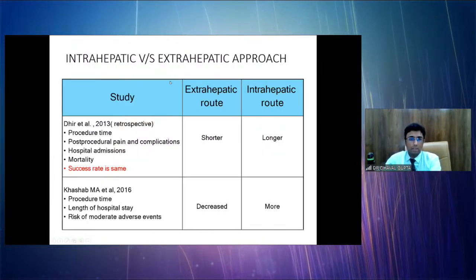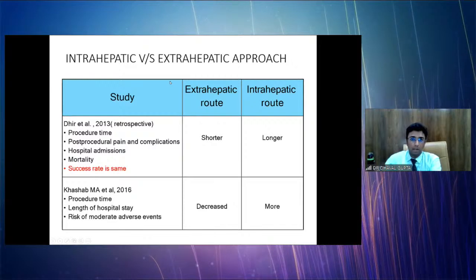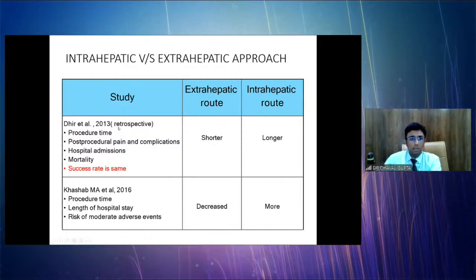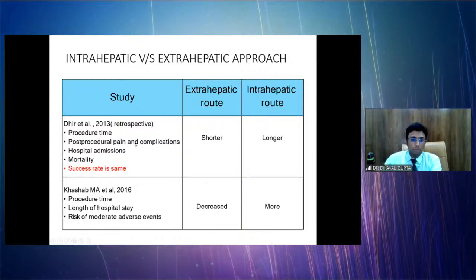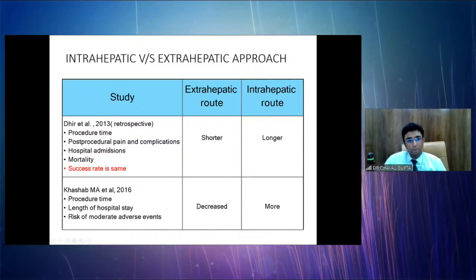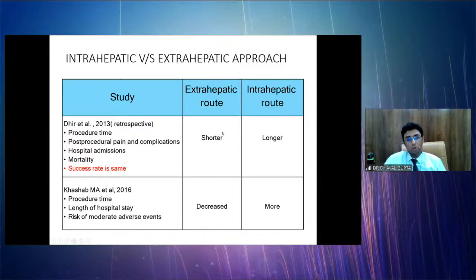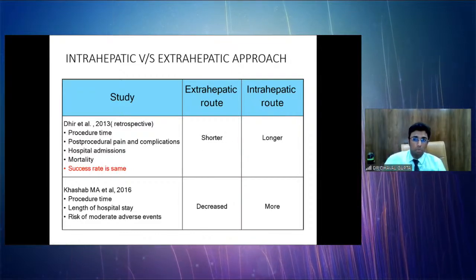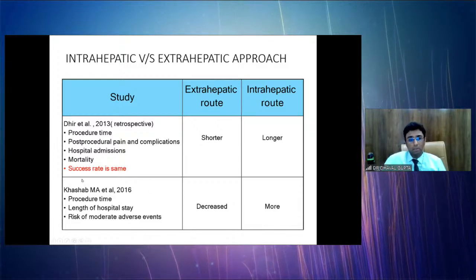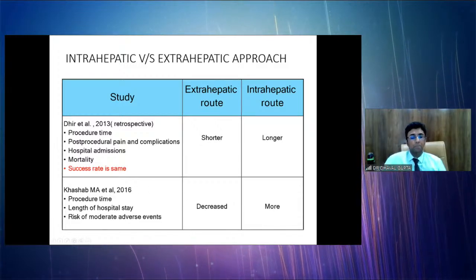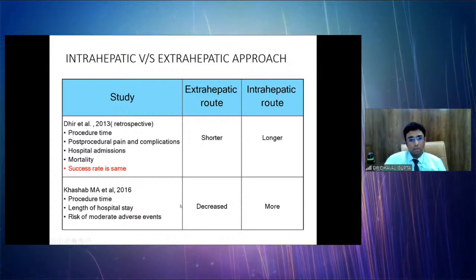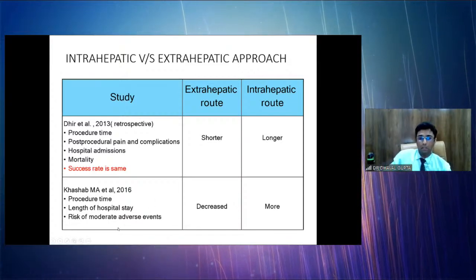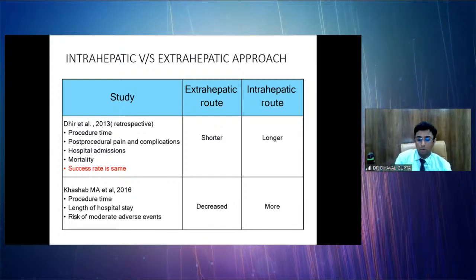What do the studies say between the intrahepatic and extrahepatic approach? In many studies, they've shown that procedural time, post-procedural pain and complications, hospital admissions and mortality are quite lower in the extrahepatic route. This is for the choledochoduodenostomy patients. However, the success rate was overall the same. Dr. Khashab's study has shown that the procedural time, length of hospital stay and risk of moderate adverse events were quite lower in the extrahepatic route.